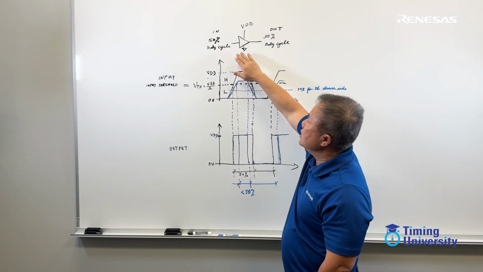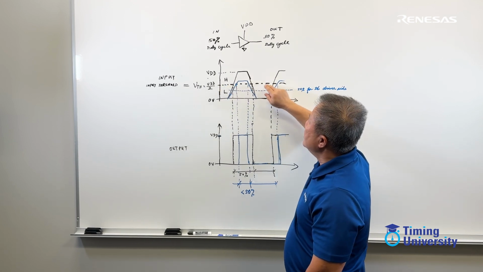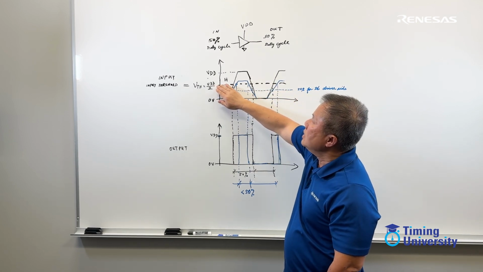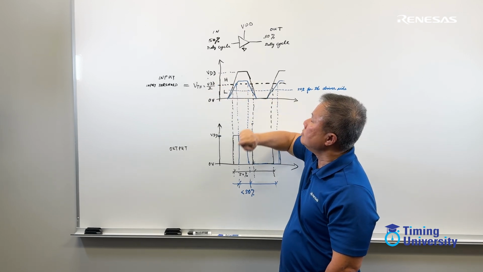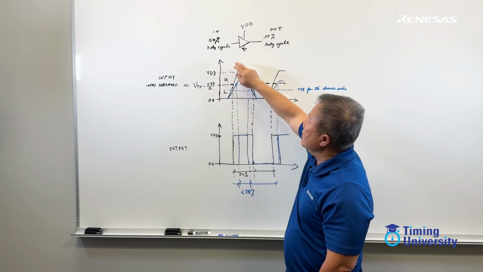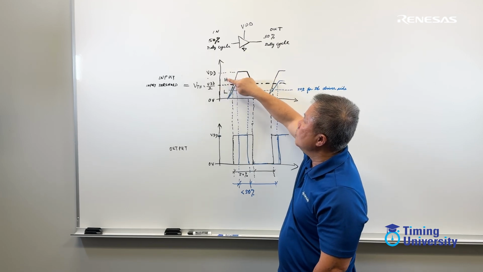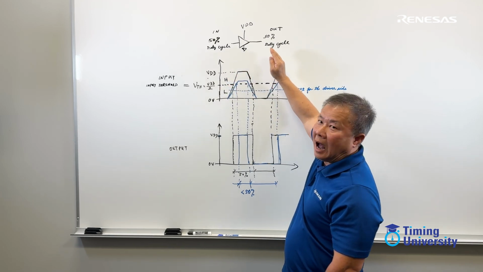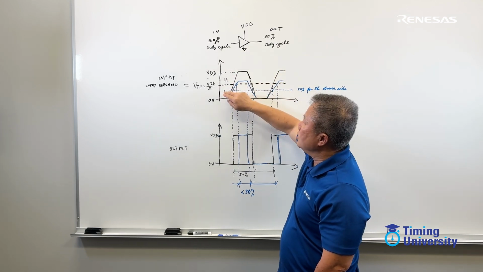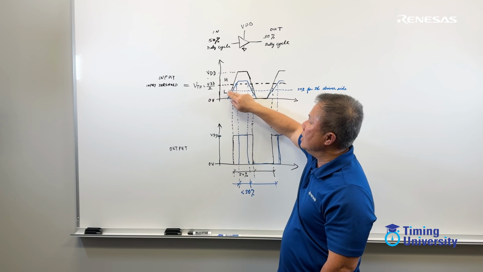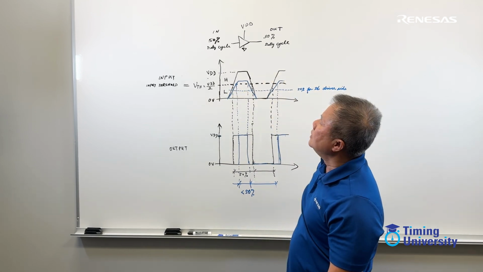Every single-ended buffer input has a threshold voltage, which is normally about half of the power supply voltage. If the input voltage is higher than this threshold voltage, then the output will be logic high. If the input voltage is below this threshold voltage, the output will be logic low.